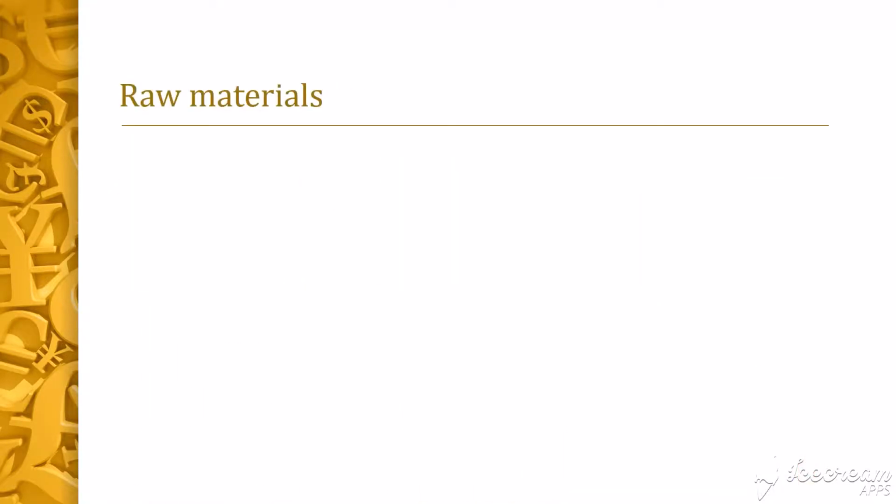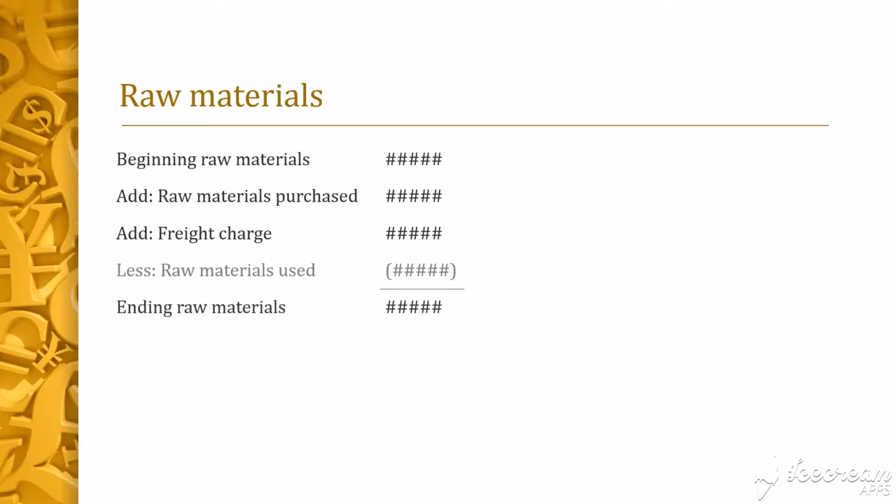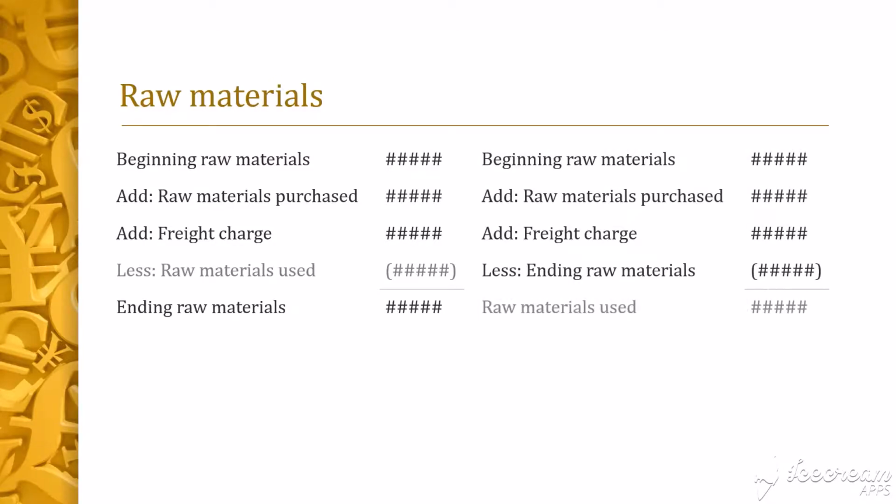As we have seen earlier on, raw materials increase due to purchases and freight charges on the purchase of raw materials. It decreases when they are used in the manufacturing process. Normally, we know the raw materials purchase, freight charge, and the beginning and ending raw materials. And what we want to find is the raw materials used. So, rearrange the equation, and this is how we find the raw materials used. I need to caution you though that this raw material use figure includes both the direct materials used and the indirect materials used. So if you want to find the direct materials used, you ought to subtract the indirect materials used.